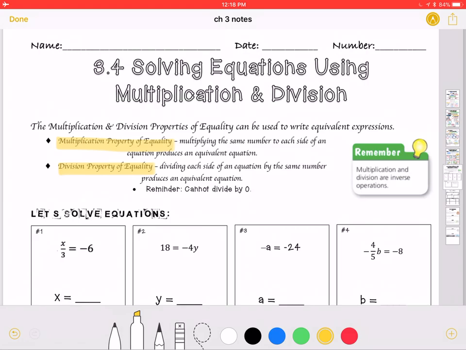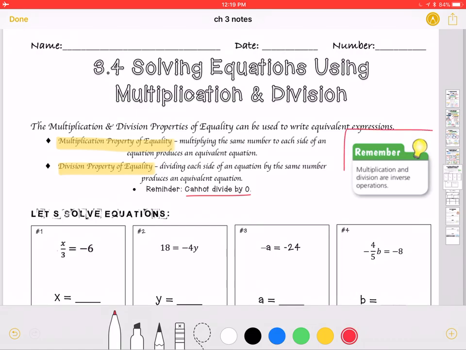Same with the division property of equality: dividing each side of an equation by the same number produces an equivalent equation. Just a quick reminder though, we cannot divide by 0. You'll never see something being divided by 0 because we can't do that. It's called undefined. We'll get into that later this year, but just know that you cannot divide anything by 0.